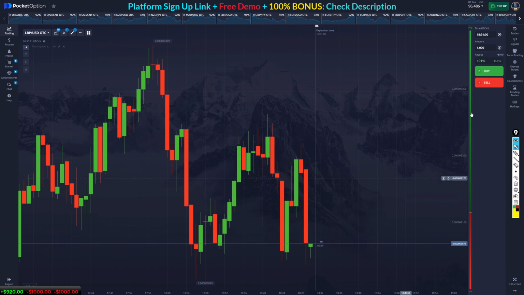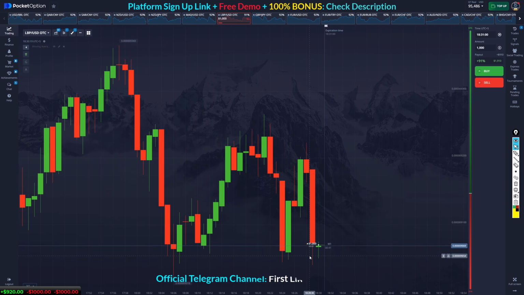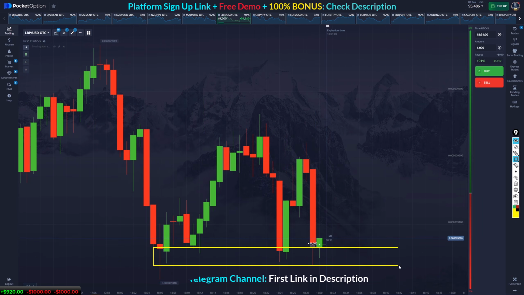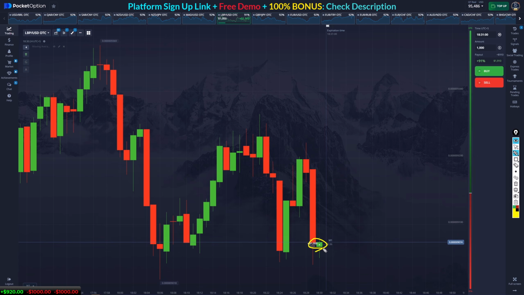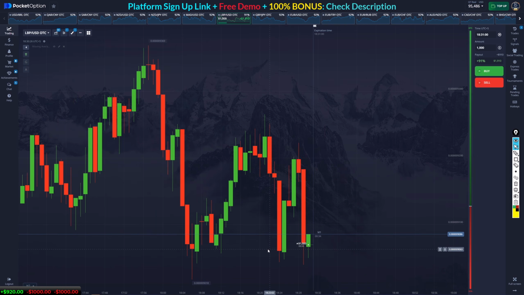Okay, I want to take this with... Okay, I entered right here. I'm not taking multiple trades anymore. Yeah, I think this is a good support area, to be honest. There's a gap down as well.